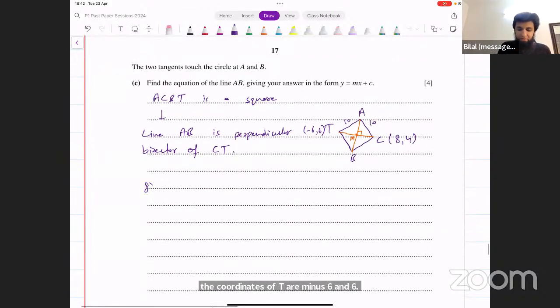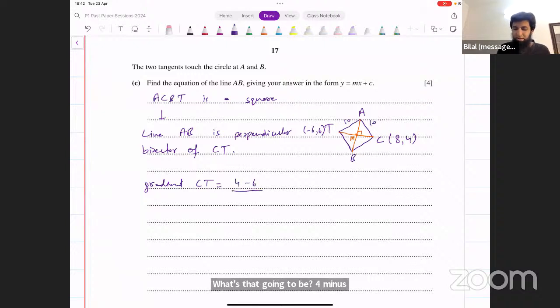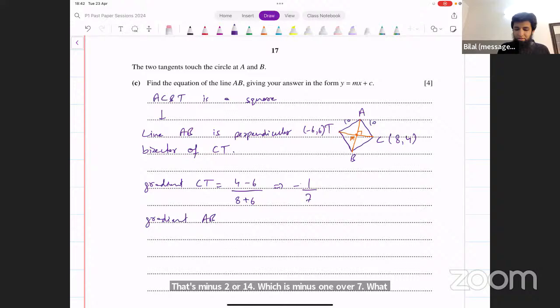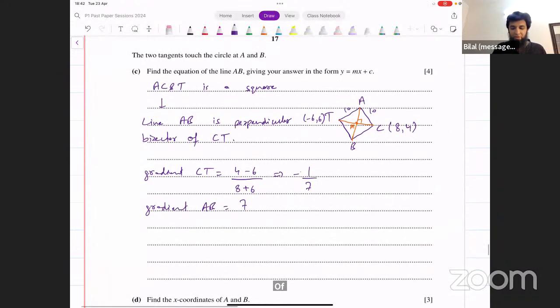Let's find the gradient of CT. What's that going to be? 4 minus 6 divided by 8 plus 6, and that gives you minus 2 over 14, which is minus 1 over 7. What about the gradient of AB then? That will be the negative reciprocal of this. That's 7. So we've got the gradient of AB.